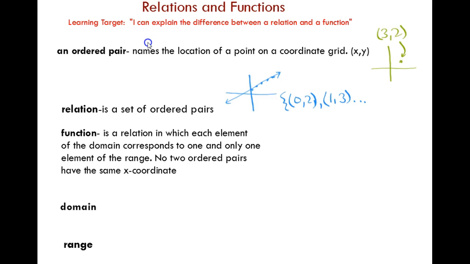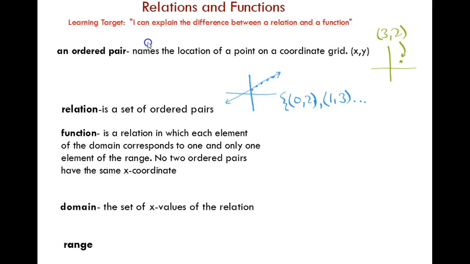Bunch of words there we haven't been familiar with. No two ordered pairs have the same x coordinate. So this definition is going to make more and more sense as we go through. Domain, which is a word they used in the definition of a function, is the set of x values of the relation.